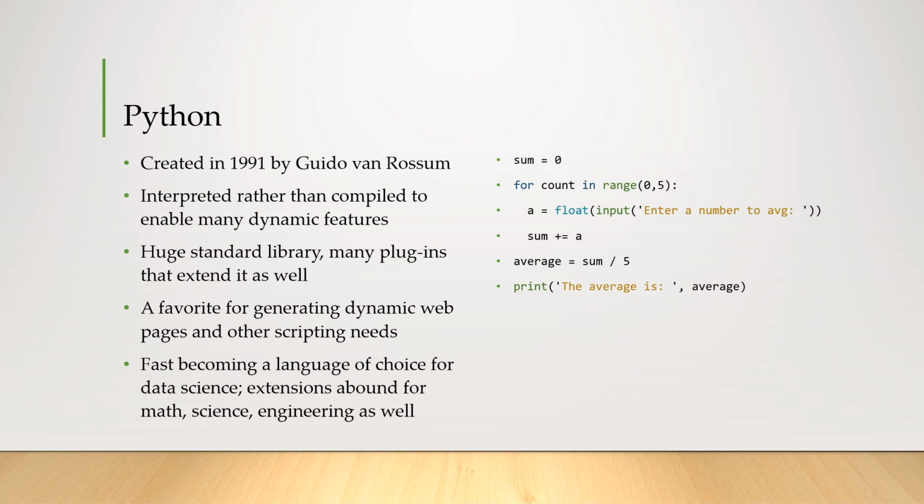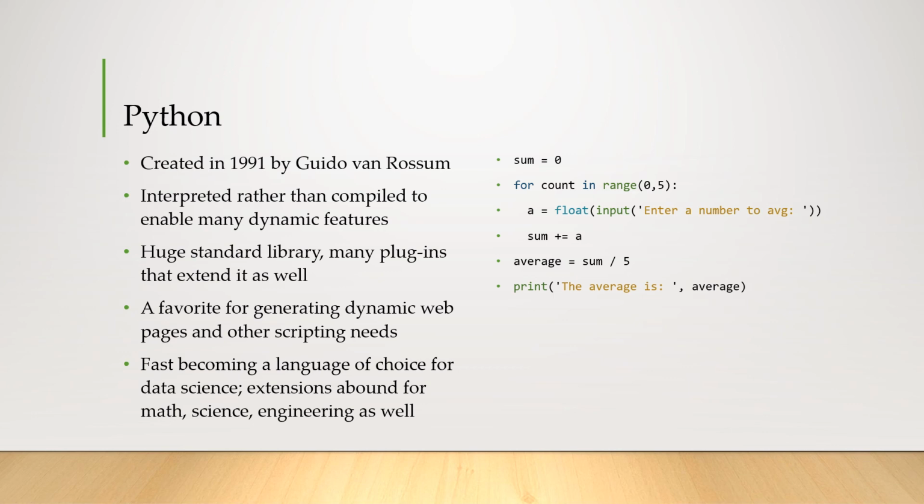our numbers to average. So you take an input, enter a number to average. Like BASIC, it gives the input statement, lets you prompt the user for input. Unlike BASIC, every input from the user defaults to being a string of text, so you have to specifically convert it to a floating point number and store that as A.